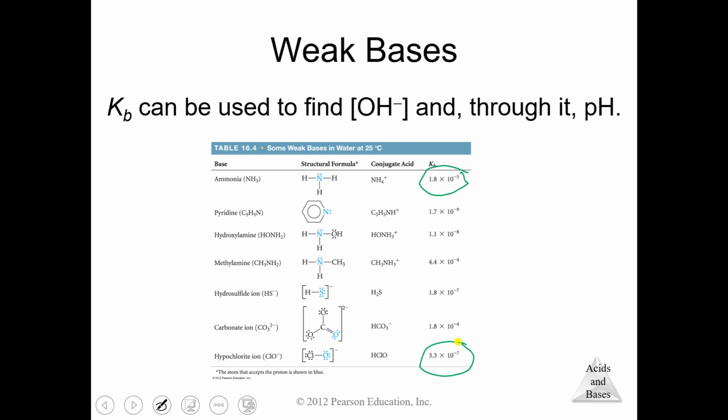So we can see here I've circled ammonia's Kb value and the hypochlorite ion value. We can clearly see that the Kb for the ammonia compound is much higher than for hypochlorite. So that means this one is winner, winner, chicken dinner. It is the much stronger base.